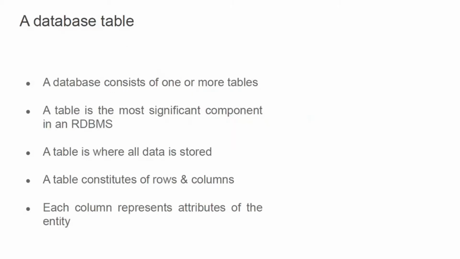Now, if we talk more about a database table, a database will have one or more tables in it. The table is the most significant component of any RDBMS, and it is where all the data is stored. As I said, the table consists of rows and columns, and each column represents an attribute of the entity.